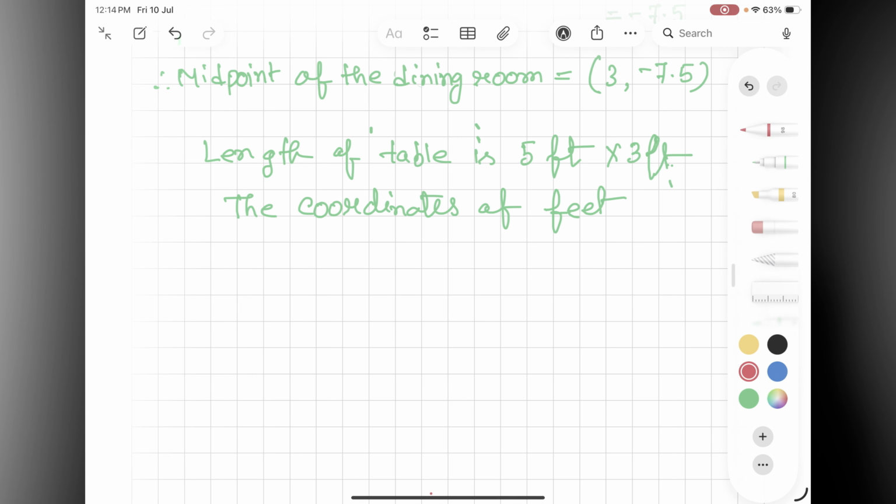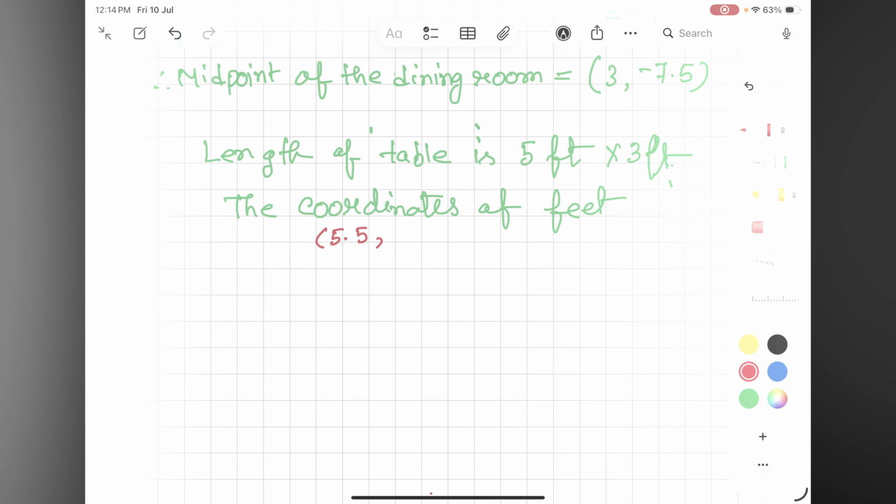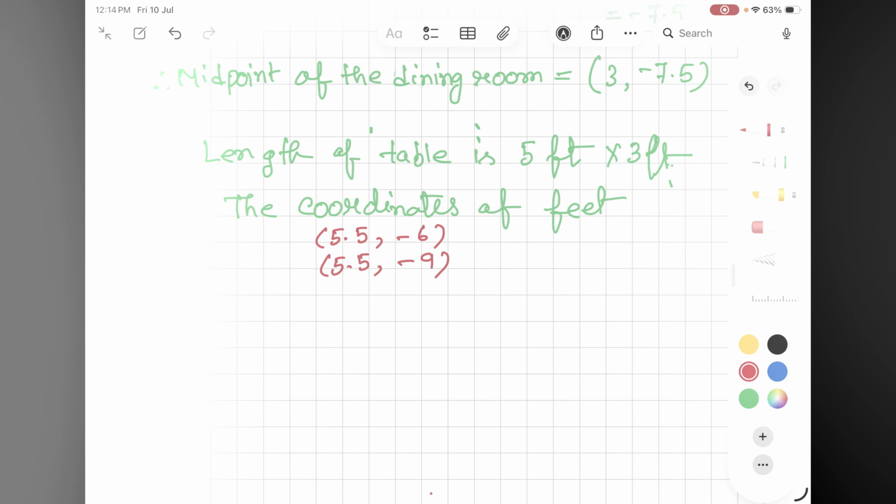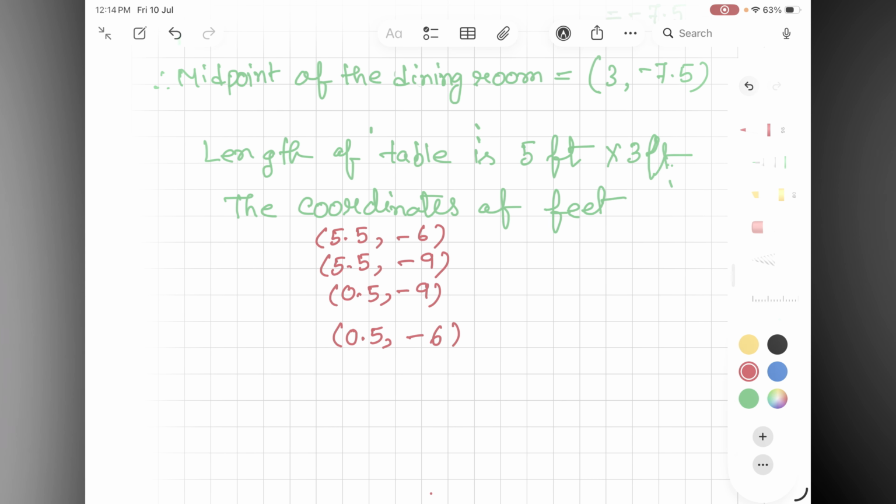The first one is 5.5, -6, then 5.5, -9, then 0.5, -9, then 0.5, -6. They are the coordinates of the feet.